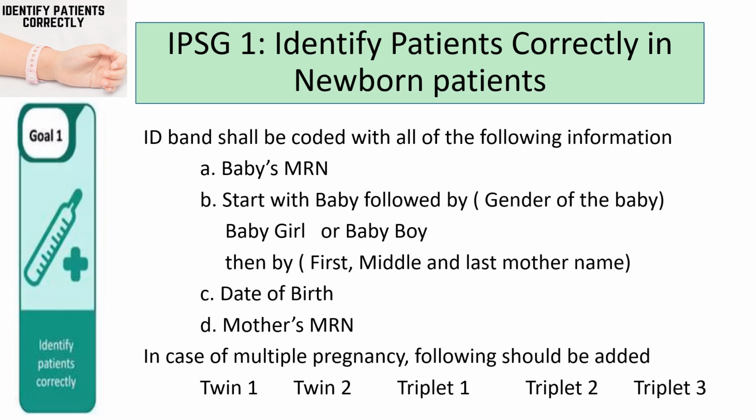ID band shall be coded with all of the following information: A. Baby's MRN. B. Start with baby followed by gender, then by first, middle and last mother name. C. Date of birth. D. Mother's MRN. In case of multiple pregnancy, following should be added: twin 1, twin 2. Triplet 1, triplet 2, triplet 3.